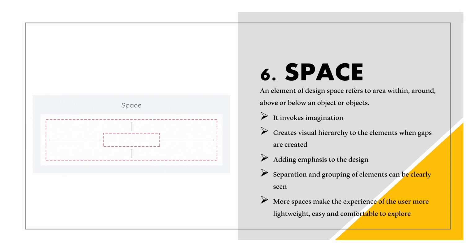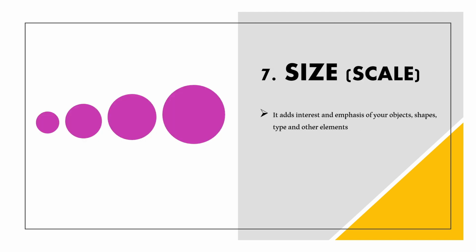Adding emphasis to the design, separation and grouping of elements can be clearly seen whenever there is the proper spacing. And more space makes the experience of the user more lightweight, easy, and comfortable to explore. And we have size, or we also call it scale. So what is size or scale?